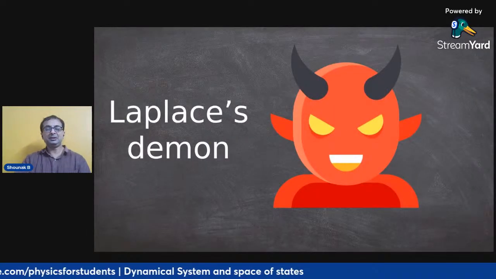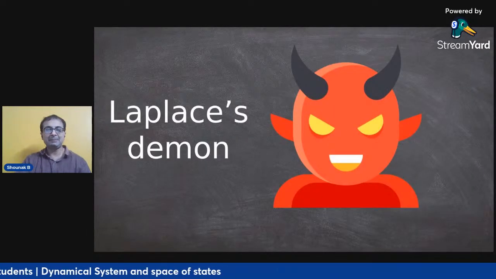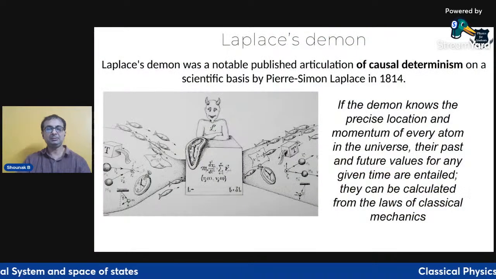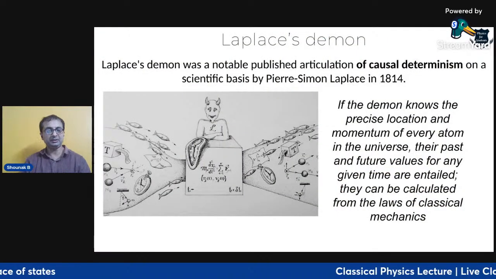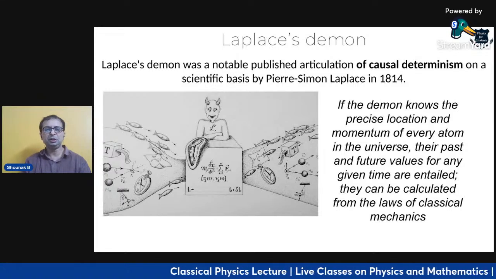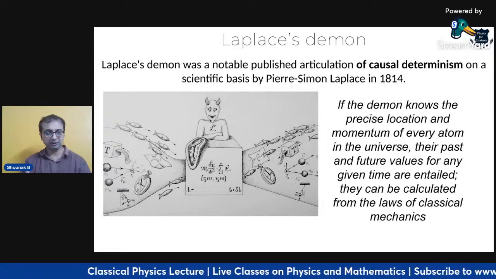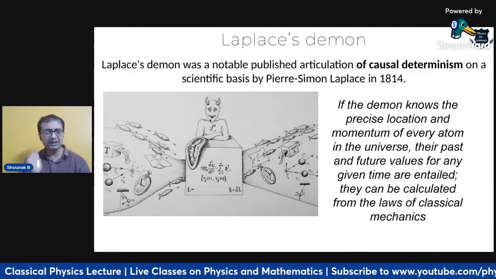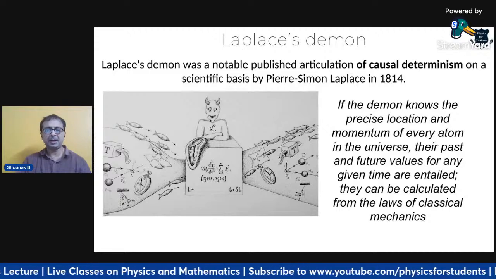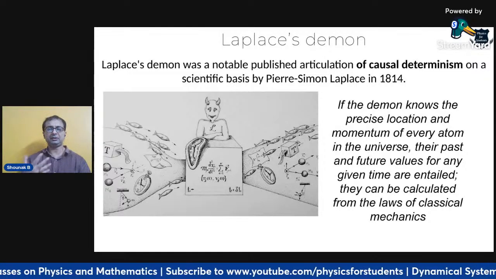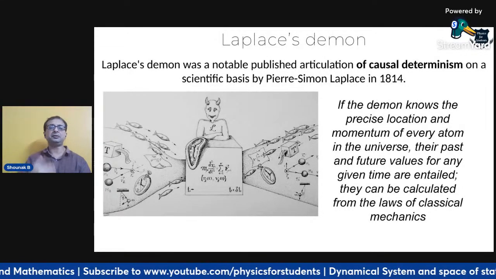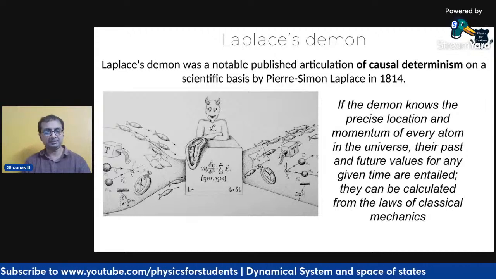We also learned about something called Laplace's demon. What this demon tells us is that if human beings, or any superhuman being, were able to know the precise location and momentum of every atom in the universe, their past and future for any given time, then we could calculate the future from the laws of classical mechanics.